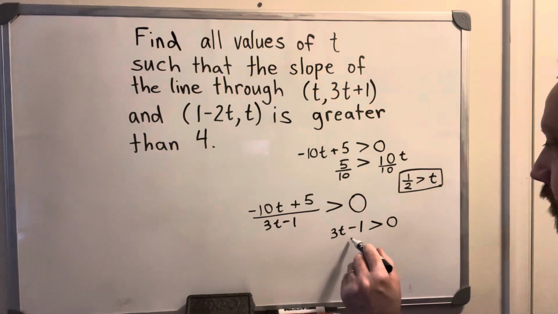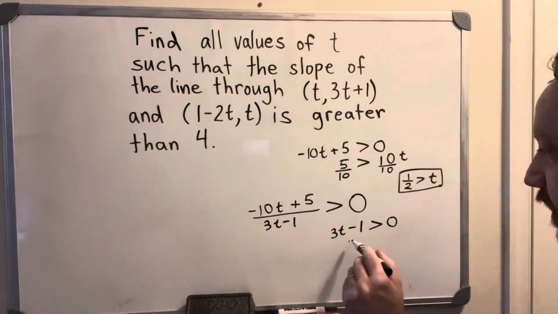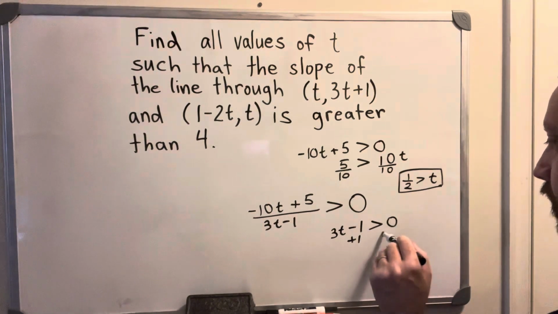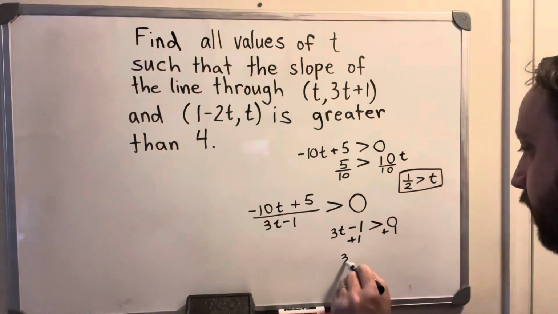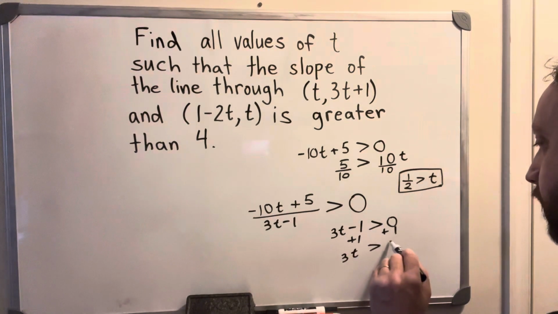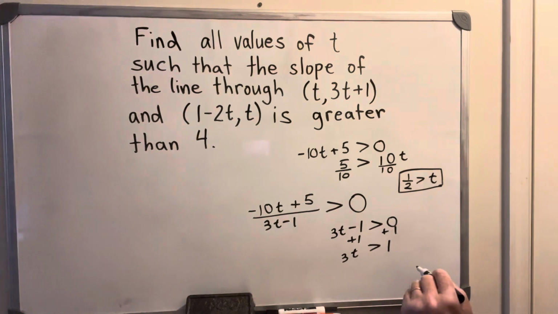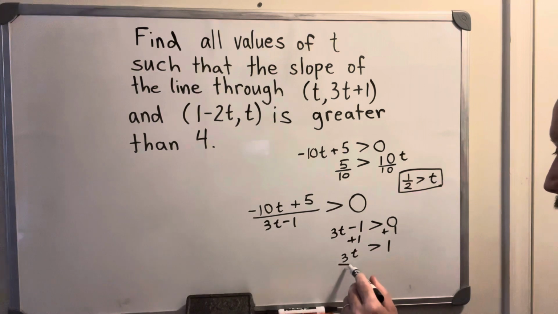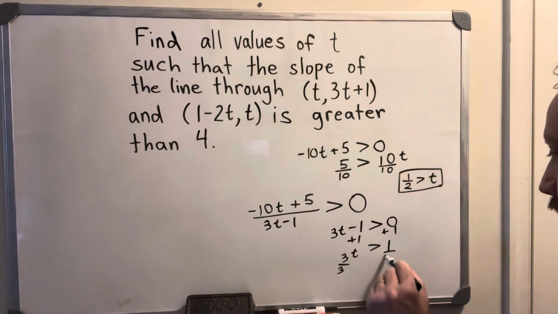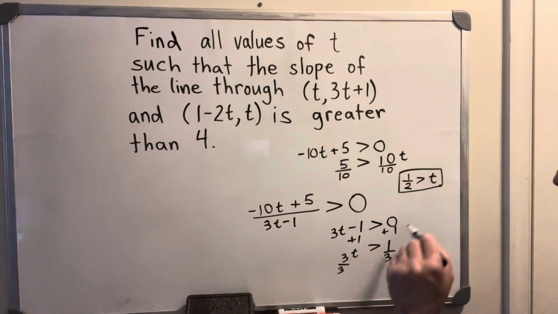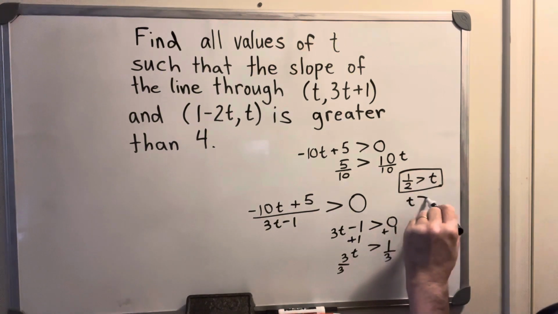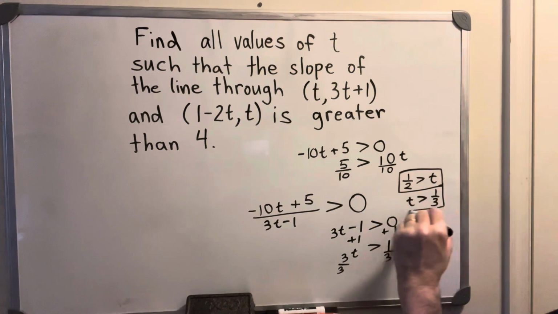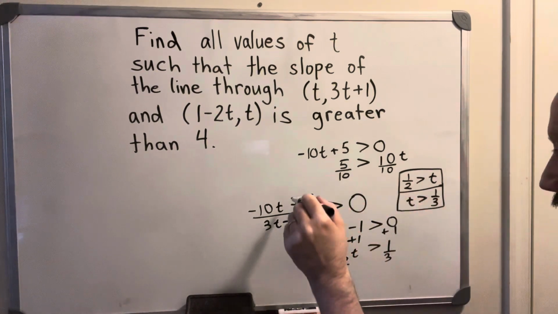We want to get t by itself. What can we add to both sides? Well, to get rid of this, on the left side, we can add 1 to both sides. Then we've got 3t is greater than 1. Okay. To get the t by itself, what do we do? Divide both sides by 3 to cancel out this 3. So now t is greater than 1/3.